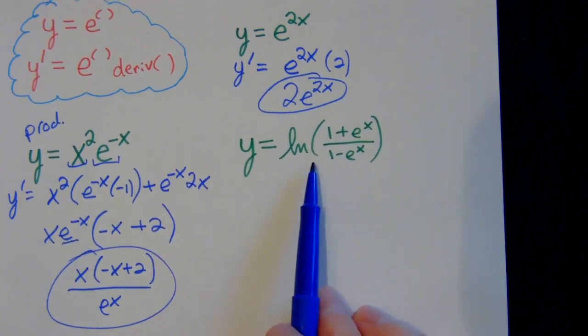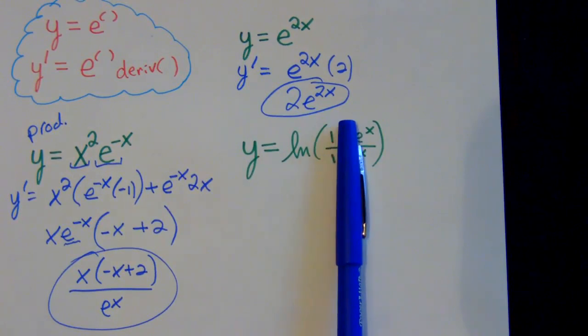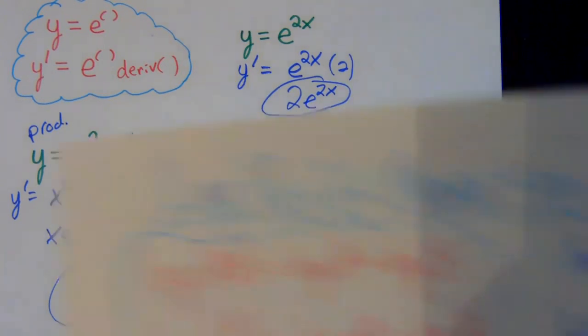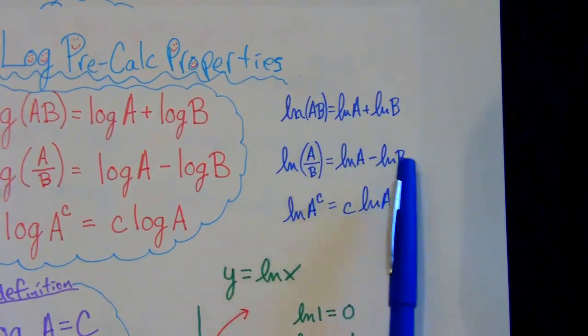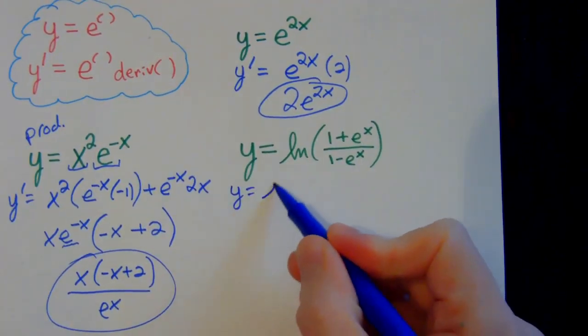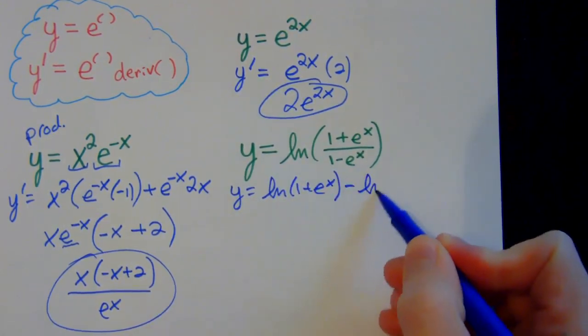So, final problem. Remember from the first section of this chapter, if you have the ln of something, I stress you do your pre-calc properties first. If you have the log of a product or a log of a quotient, break that stuff up, expand that stuff out, and get rid of that. So I'm going to rewrite this original function. I'm going to do the log of the top minus the log of the bottom.